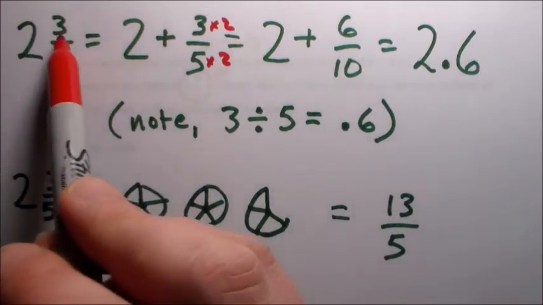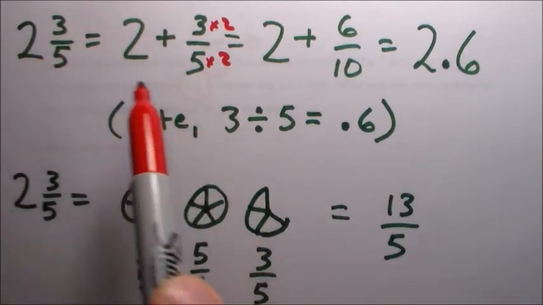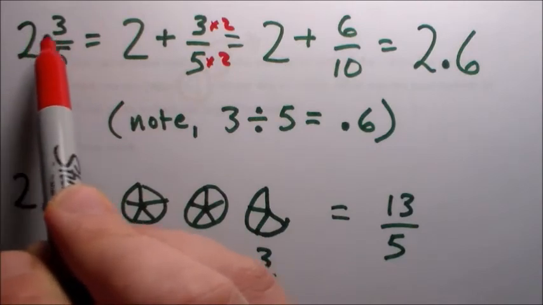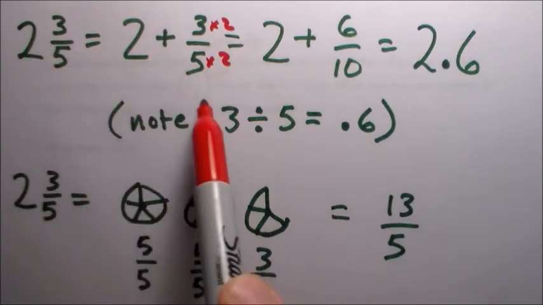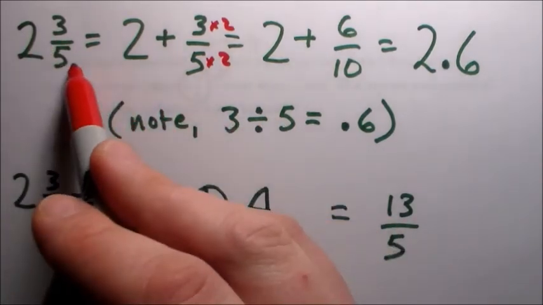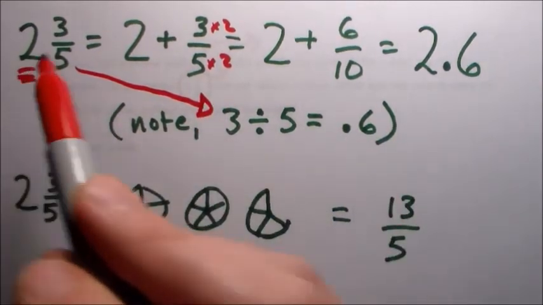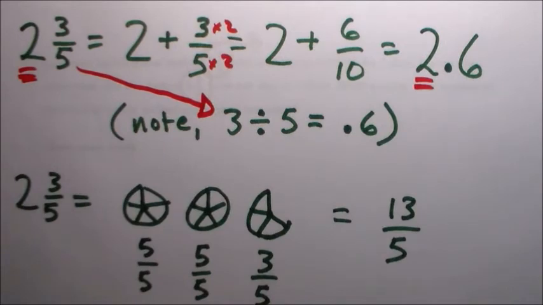Or you can just divide 3 divided by 5. We did question number 1 where we went over that this is just another way of thinking of a division problem. So if you do 3 divided by 5, you can go straight to here, get that as 0.6, keep the 2, and have that be 2.6.